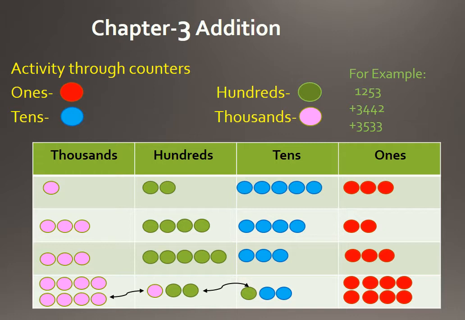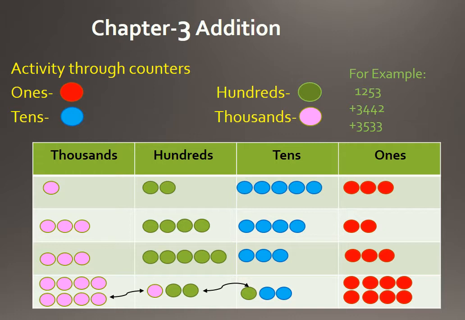We learned how to add 4-digit numbers in the previous class. To revise the previous concept and to move further, we will see one activity. As you all know, addition is a very interesting concept. We are going to make it more interesting by using counters. For this, we will use different colors counters: ones by red counters, tens by blue counters, hundreds by green and thousands by pink counters.